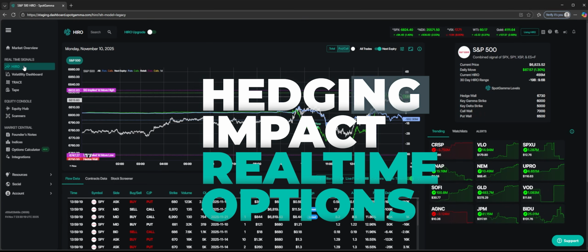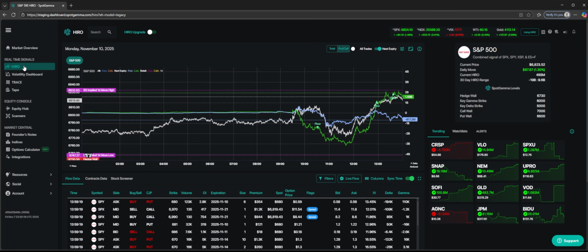HIRO is a real-time signal tool that provides options flow, both on the short-dated and long-dated options expiration, depending on whatever you select. Now, this tool is exactly what it sounds like. It's a flow tool. It tells you not only the quantity of short-dated or long-dated options entering or exiting the market, but it also identifies the trend of those flows entering or exiting the market, which is equally as important.